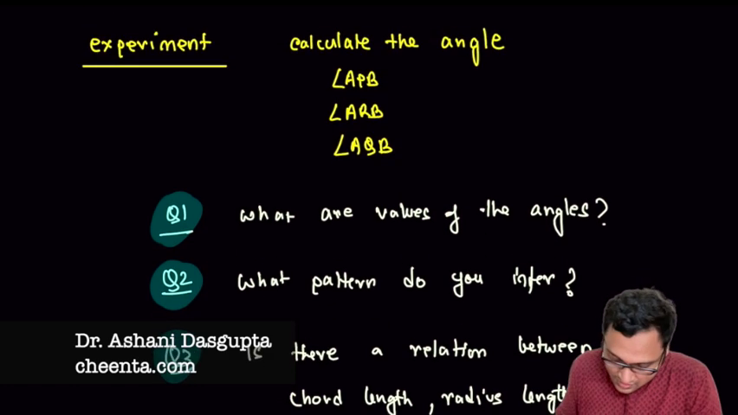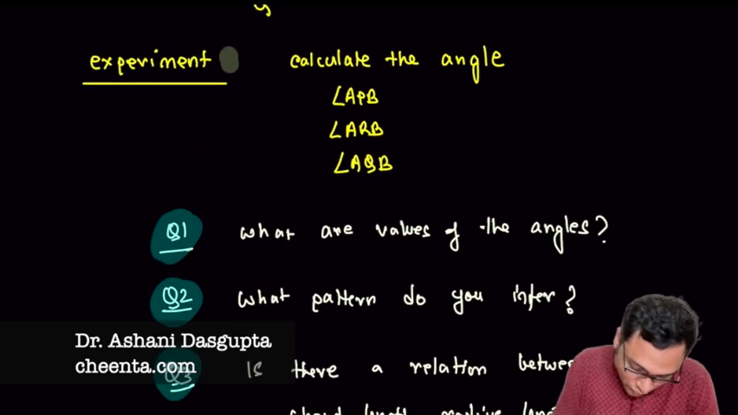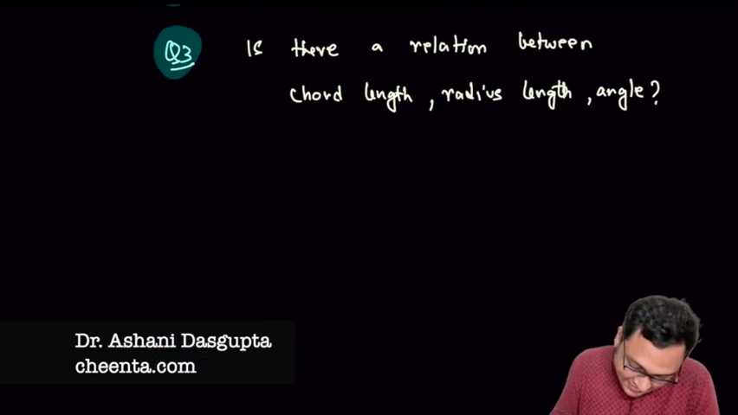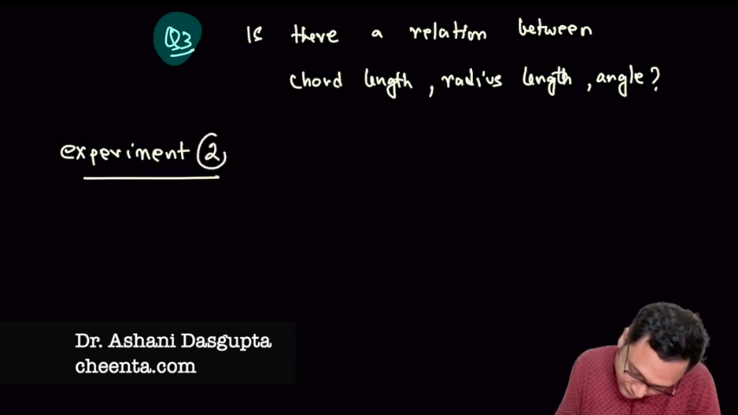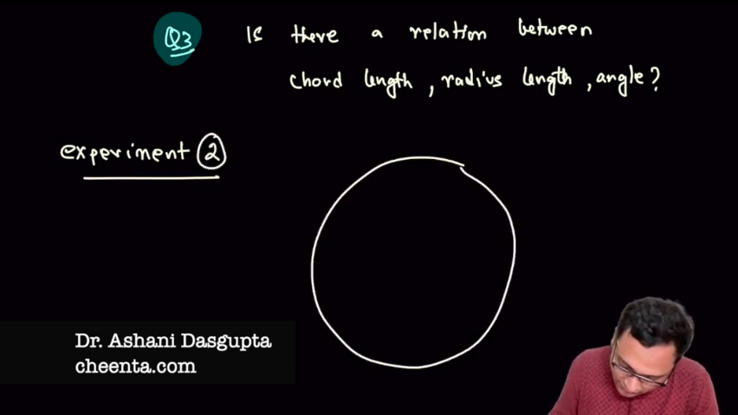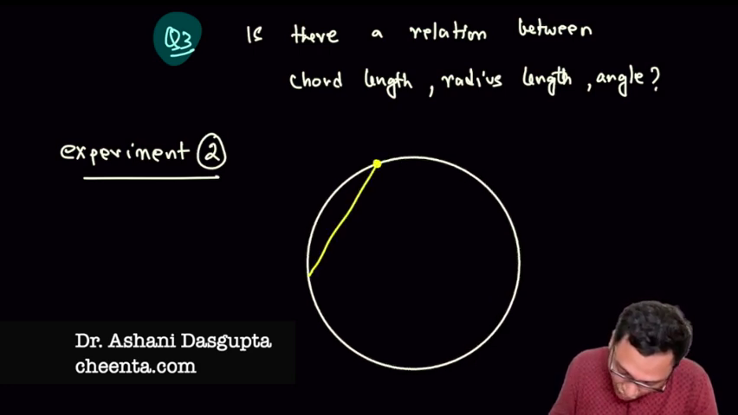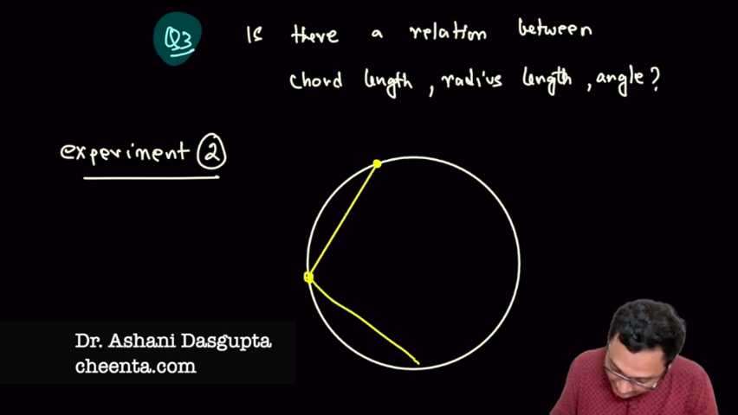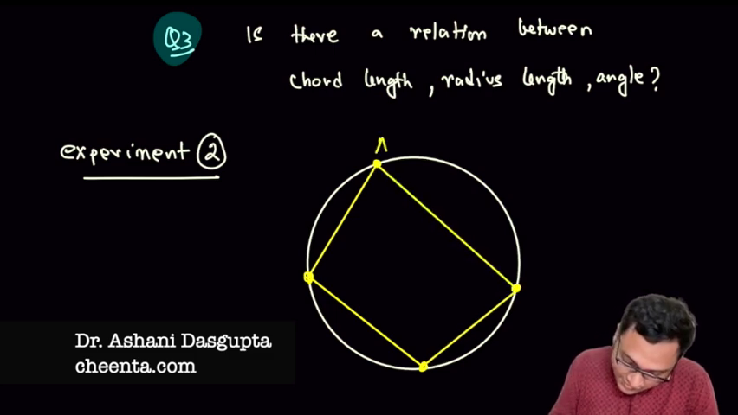Okay? Here is another experiment. This is the first experiment. Let's call it experiment 1. Let's do another experiment. Experiment 2. Again, let's draw a circle. But this time, let's draw a quadrilateral on the circle. Okay? So A, B, C, D.